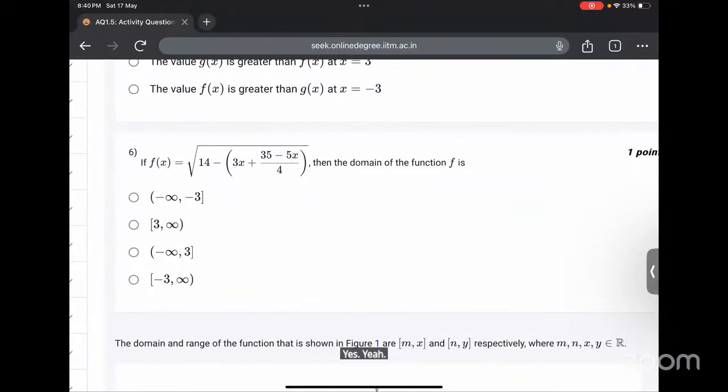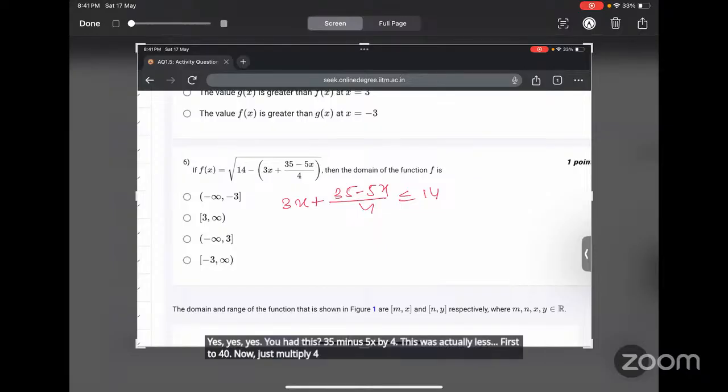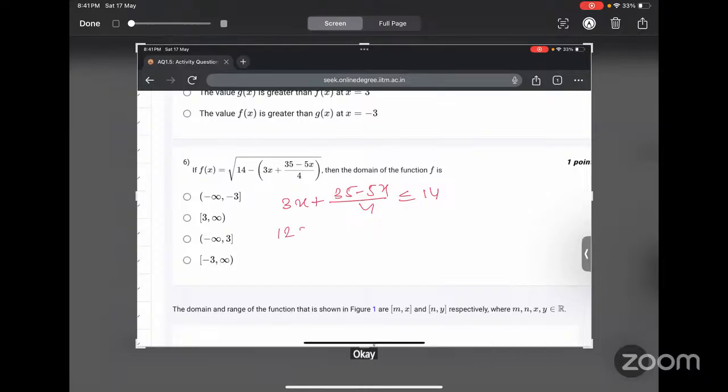What we did after that, 7x plus 35 is greater than 14. Please explain. Then you have to multiply 4 with both 3x and 14 as well. You had this 35 minus 5x by 4, which was actually less equals to 40. Now just multiply 4 with all the terms. So we will get 12x plus 35 minus 5x is less equals to 14 into 4. Right?